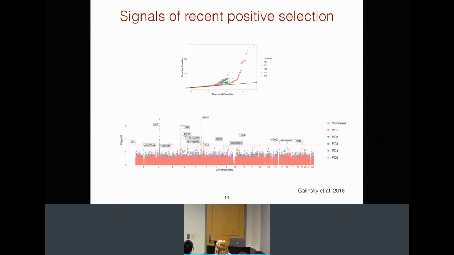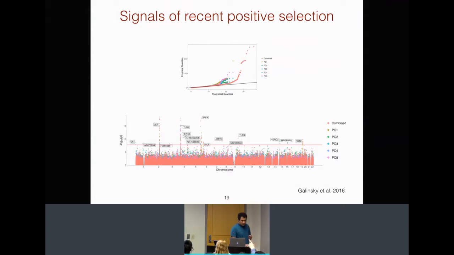For example, there is the lactase gene, that's known to be a target of very strong recent positive selection. There is the DLR gene, which is an immunity-related gene, HERB2, which is eye color related. And there are a bunch of others which have been less well characterized.